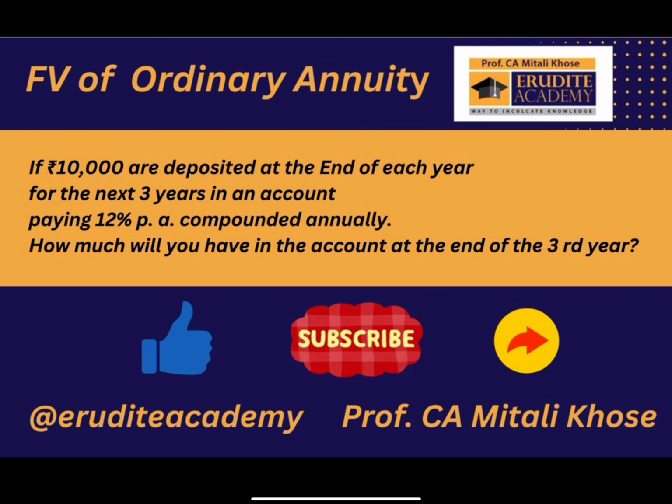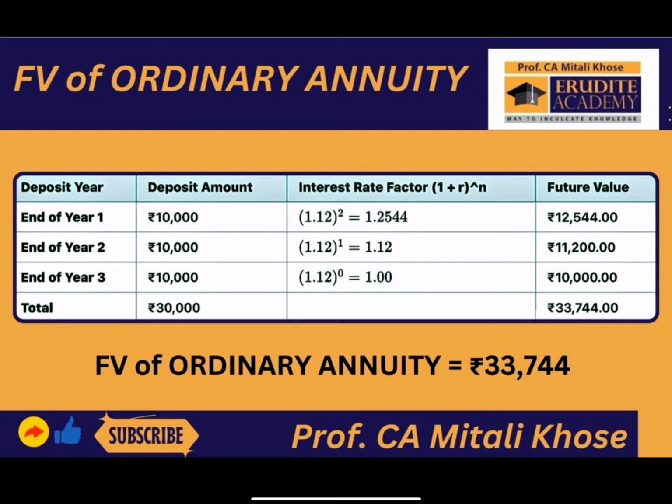Let's first understand the logic behind it. As we are investing the amount at the end of each period, the amount that is invested at the end of year 1 will fetch interest only for 2 years, that is for year 2 and year 3. Likewise, the amount 10,000 that is invested at the end of year 2 will fetch interest for year 3 only. And similarly, the 10,000 rupees that are invested at the end of third year will not earn any interest. However, we will get our 10,000 rupees back.